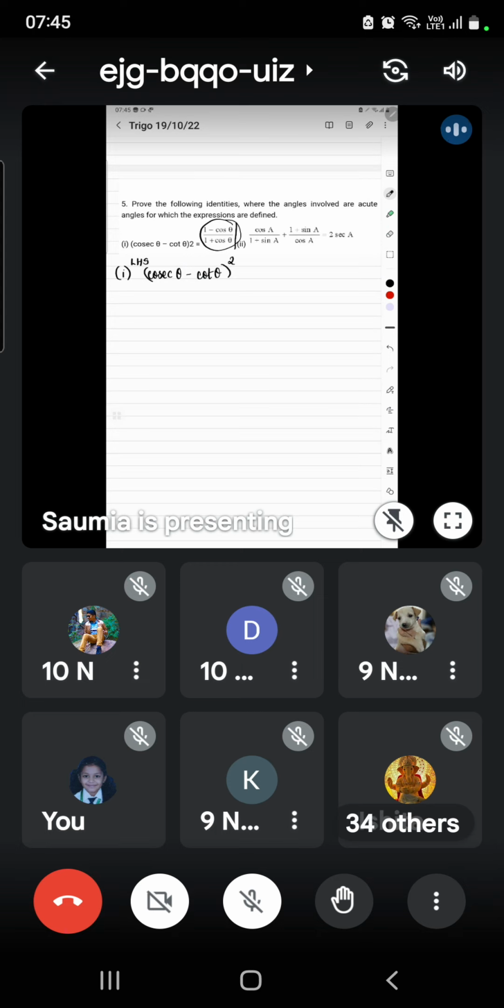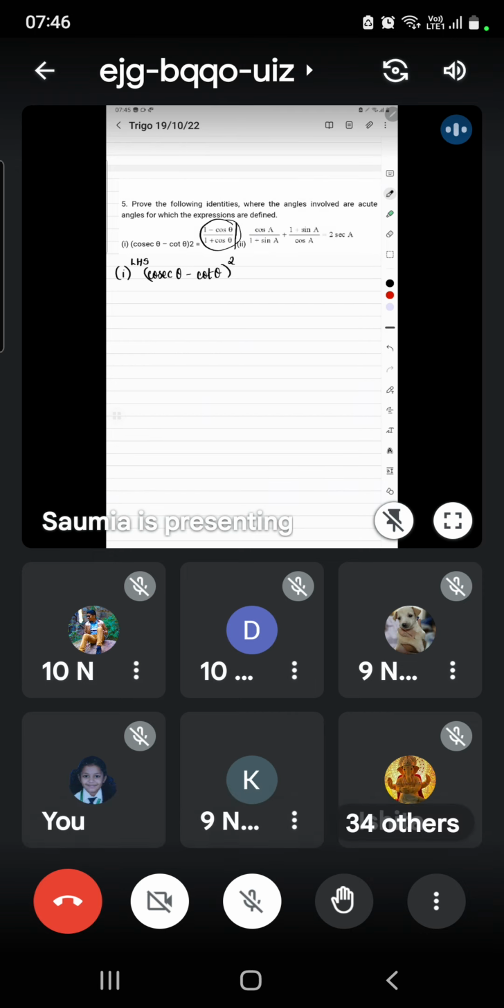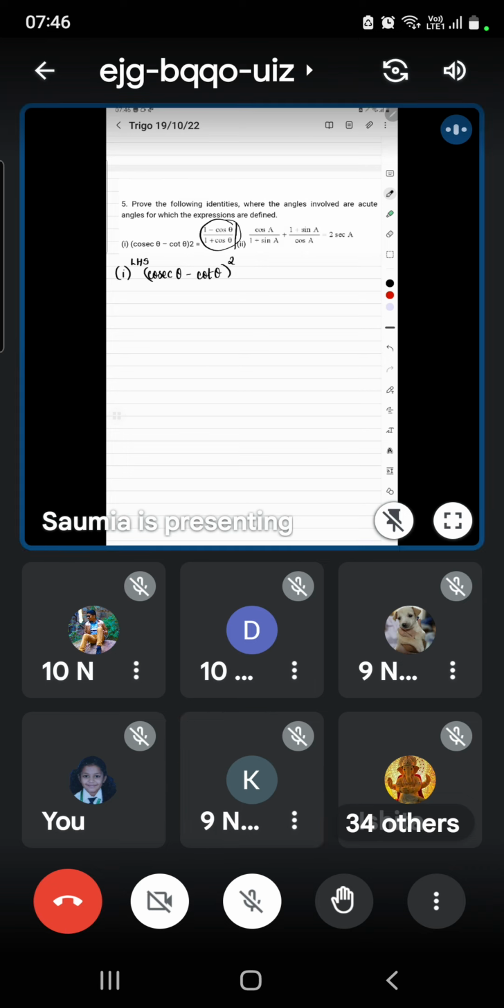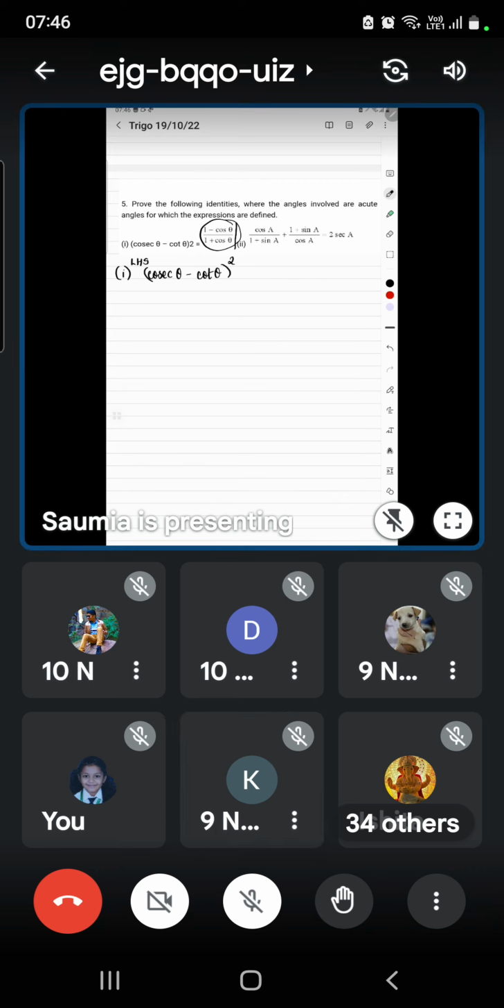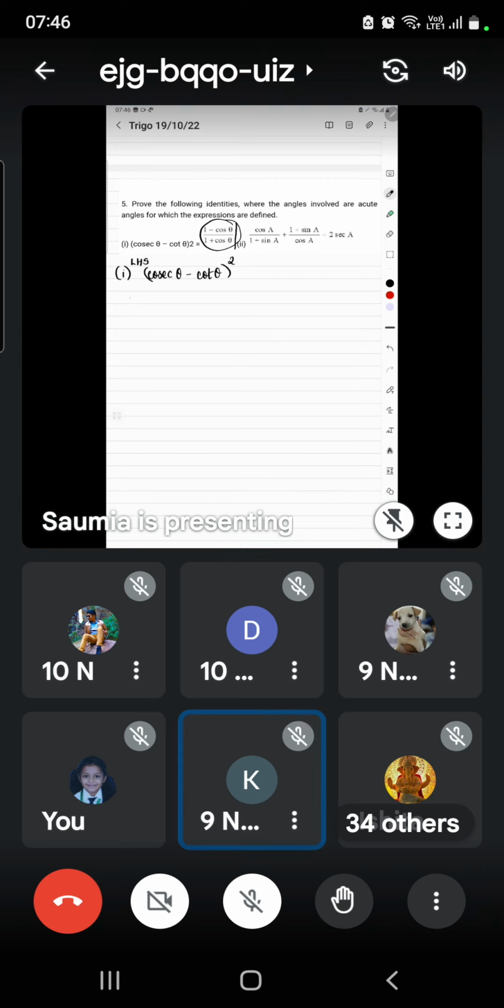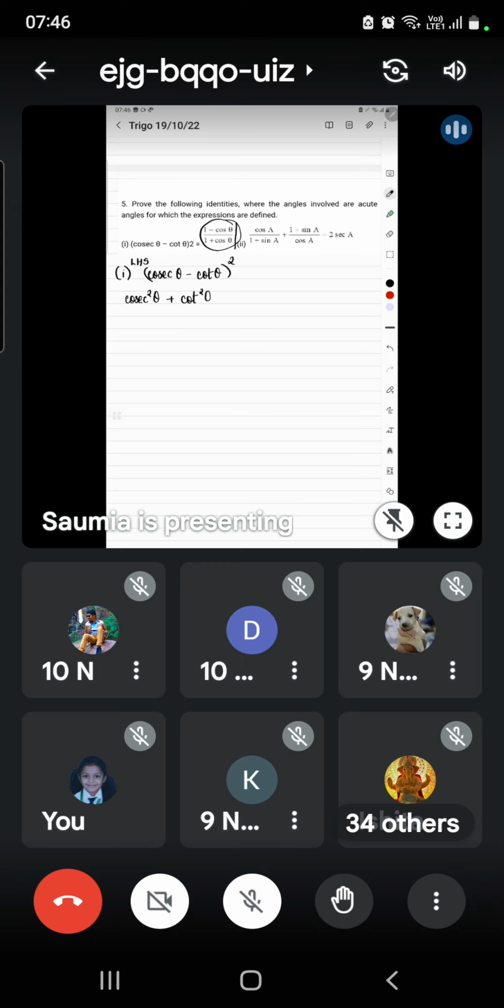Now, what does this remind you of, this expression? Cosec theta minus cot theta, the whole square. A minus B the whole square. Yes, A minus B the whole square. So what is A minus B the whole square? A square plus B square minus 2AB. Shall we use that? Yes, ma'am. A square will be cosec square theta plus B square is cot square theta minus 2 cosec theta cot theta.